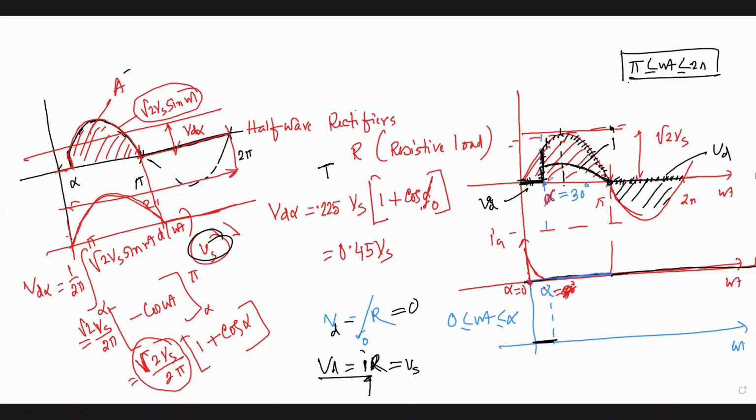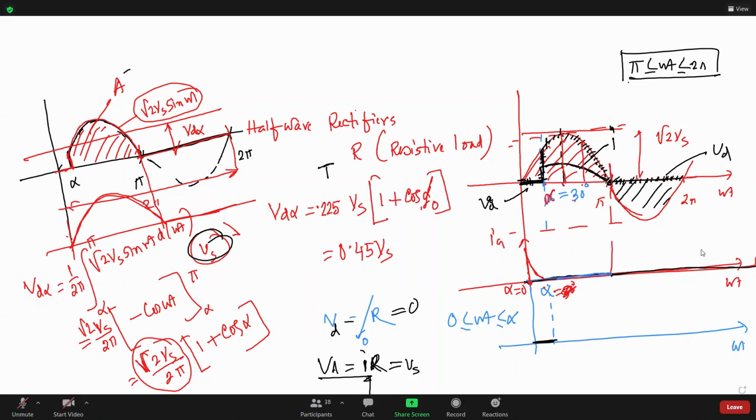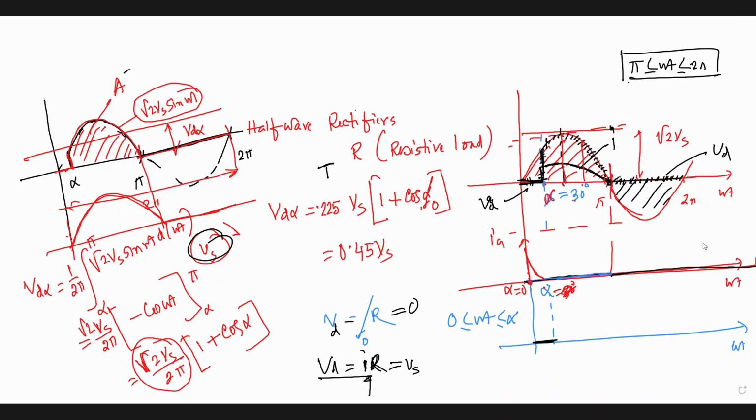So now you can vary the alpha. You can make alpha equal to 30 degrees, 90 degrees, 270 degrees, or very close to pi. It is with the phase of your input voltage. That is why it is known as a phase control rectifier. So our control parameter is now Vd alpha equal to, for this half wave rectifier, 0.225 Vs times 1 plus cosine of alpha. So this alpha is a control parameter, right?